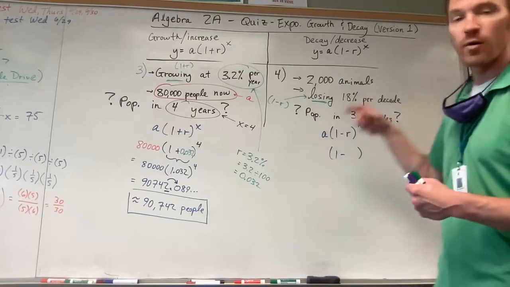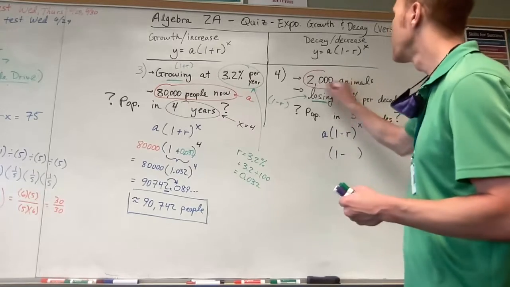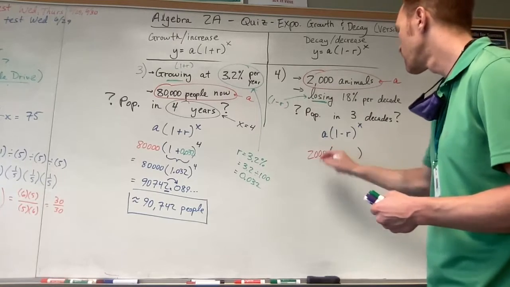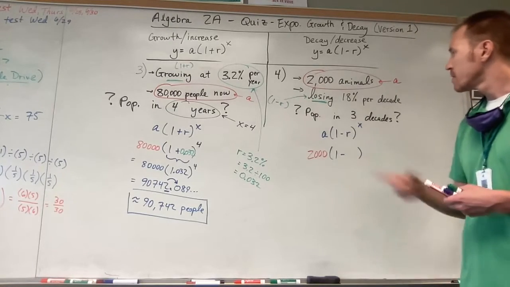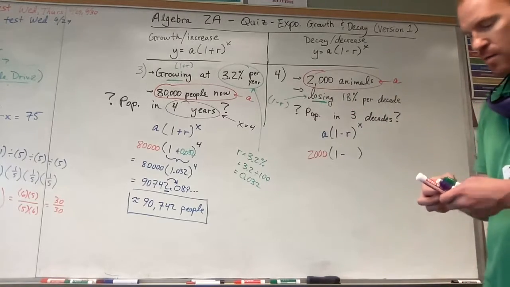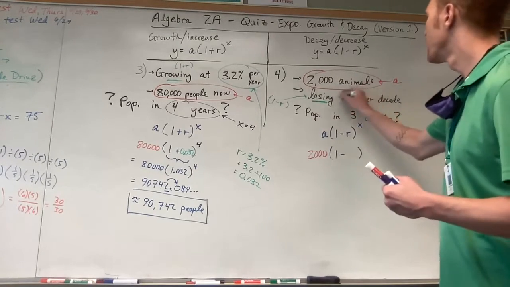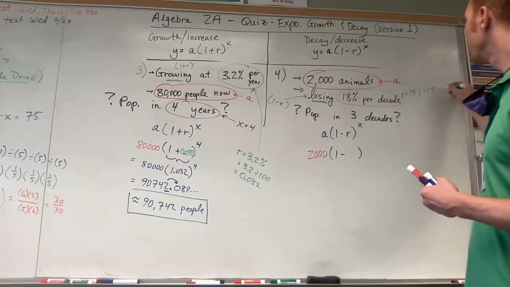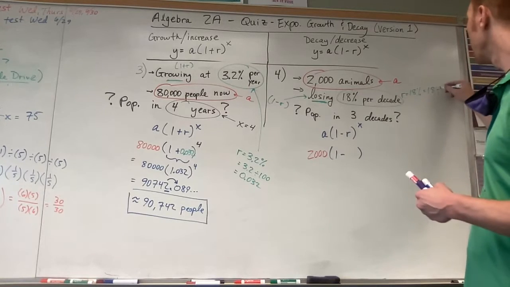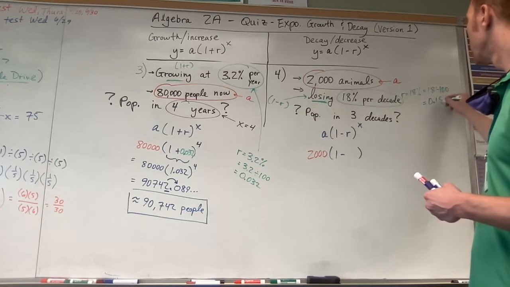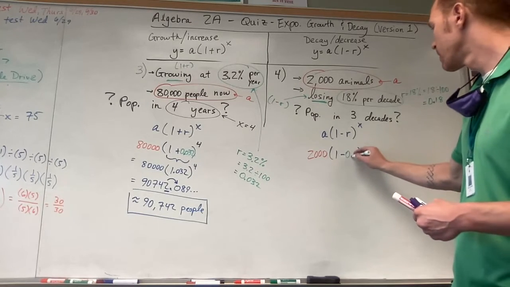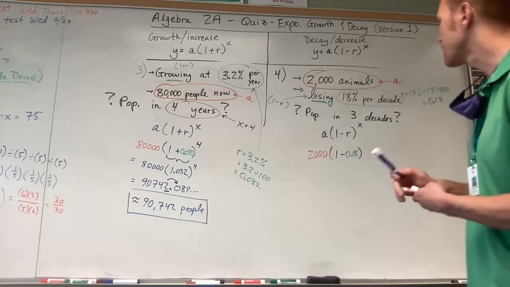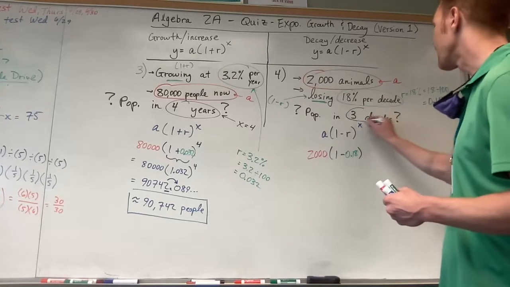The 2,000 animals, that would be the current population. That's our initial value. So that's A. So we can fill in a 2,000. Let's see, 18%. The percent is going to be R. So R is 18%, which is 0.018, or excuse me, 0.18. Okay, so I can fill that in. And then X is the time. In this case, we're measuring it in decades.